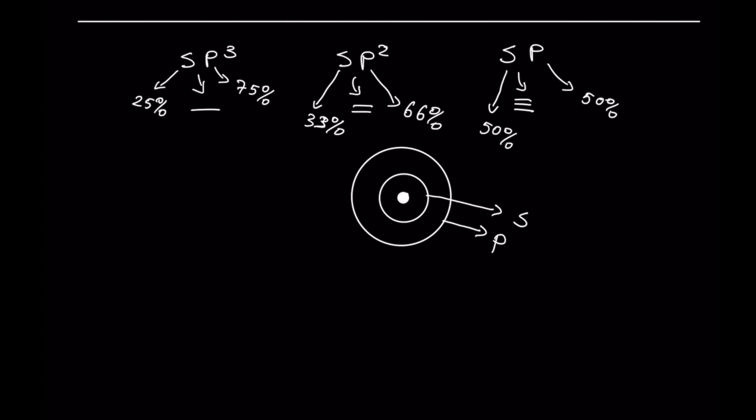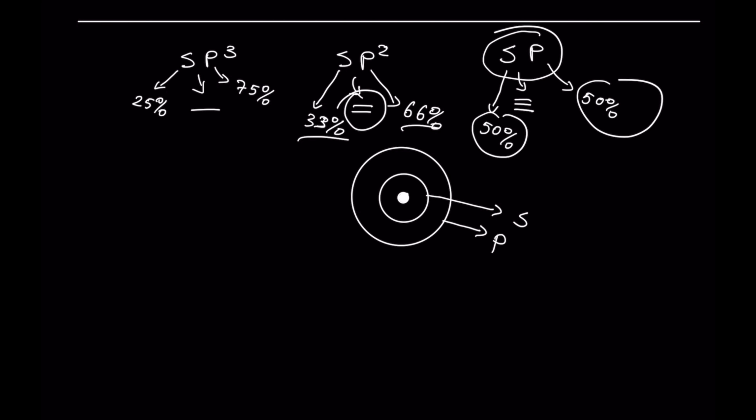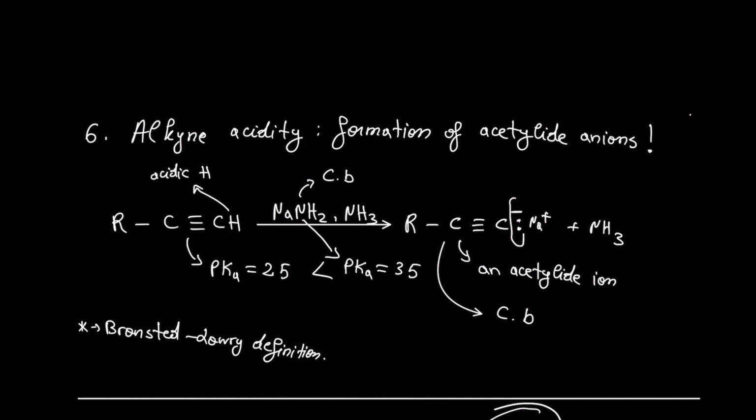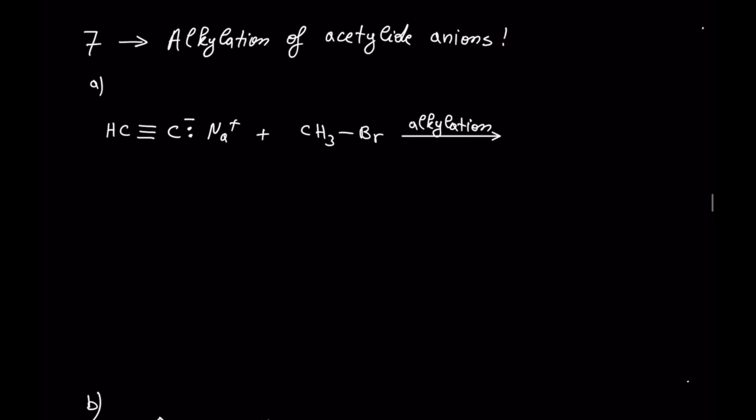In terms of why they are more acidic than alkenes and alkanes, as I explained above, it is the sp hybridization, 50 to 50. sp2, the double bonds, has 33 to 66, and a single bond is 25 to 75. If we draw the shells, you see that the s orbital is closer to the nucleus compared to p, which means the negative charge and the lone pair on the acetylide anion give it more stability. Let's move to the first example.